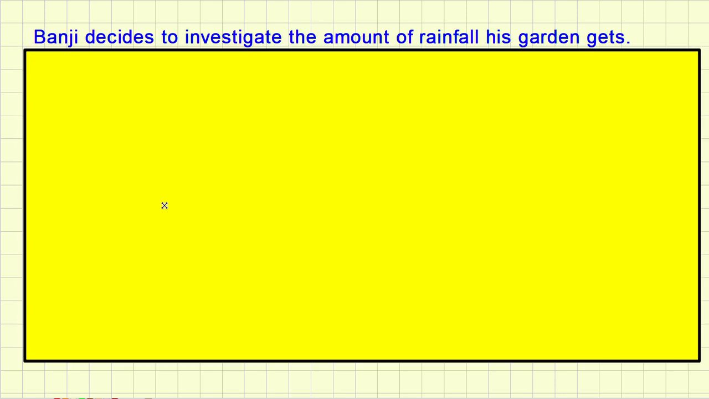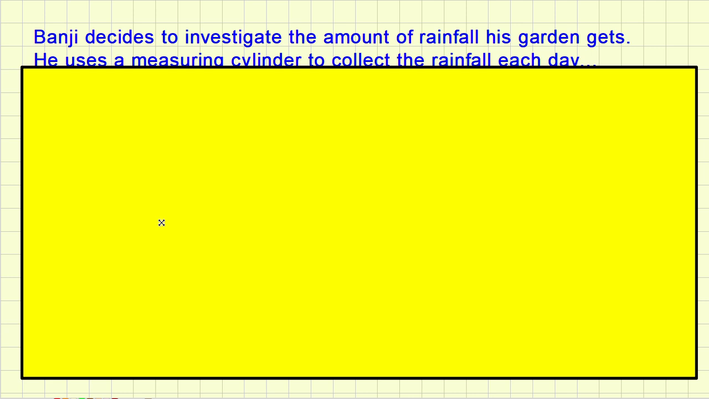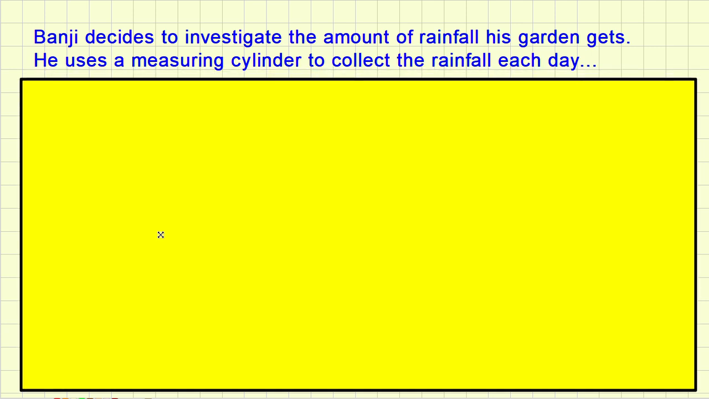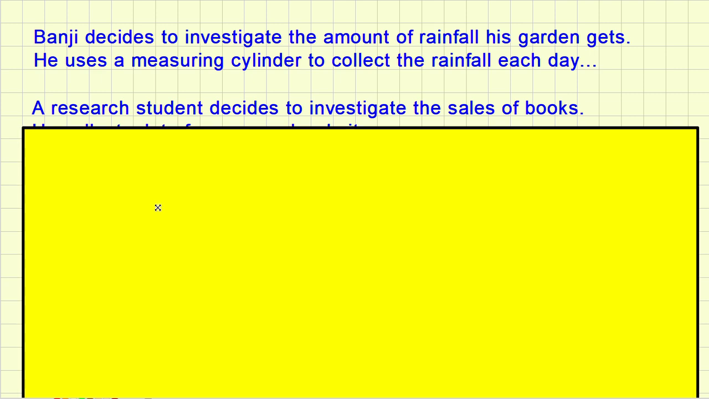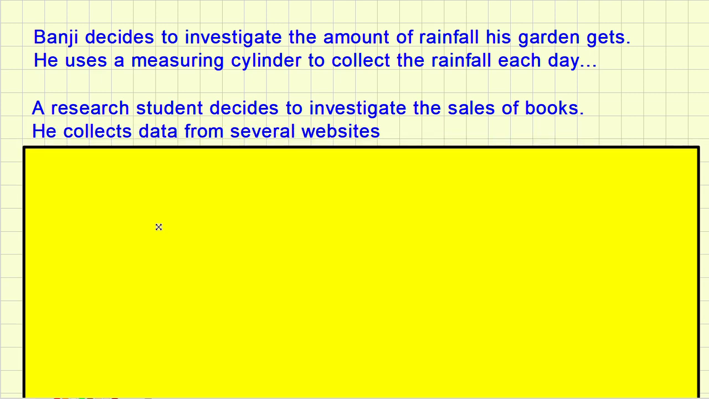Okay, so primary and secondary data examples. So Banji decides to investigate the amount of rainfall in his garden. He uses a measuring cylinder to collect the rainfall each day. Is it primary or secondary? It's going to be primary because he's collected it himself. A research student decides to investigate the sales of books. He collects data from several websites. Going out to find that data makes it secondary.